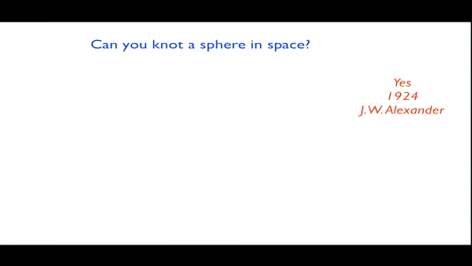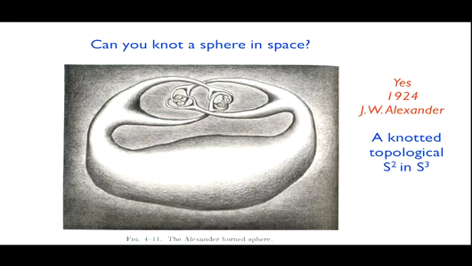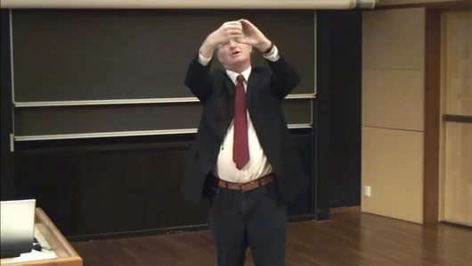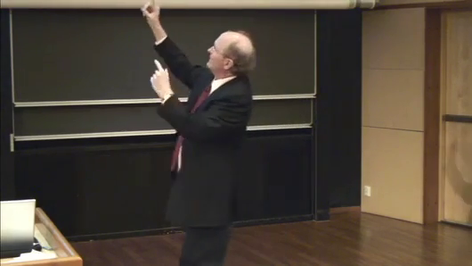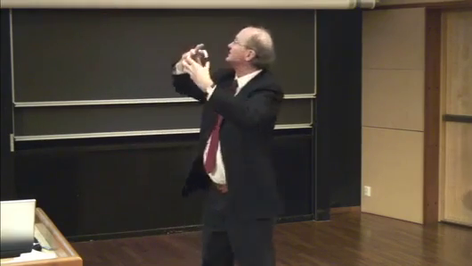Now, somewhat surprisingly, the answer is yes, as was shown by Alexander in 1924. So here's an example of a sphere which is knotted in space. What you're seeing here is a sort of potato-like shape which reaches up and forms two hands which come to almost clasp each other, and then the fingers of those hands each break into two fingers, and then those break into two fingers, and so on.